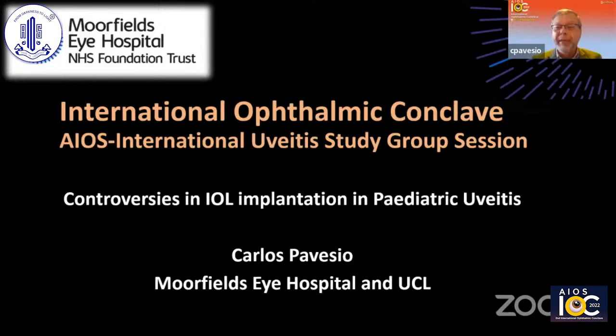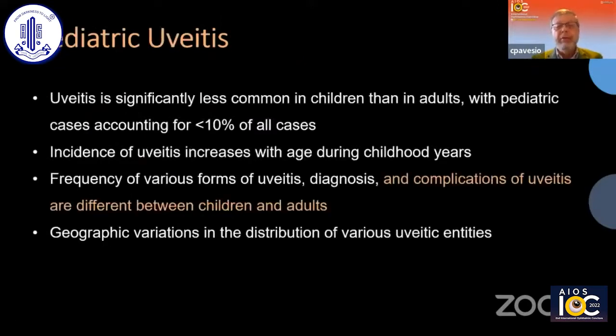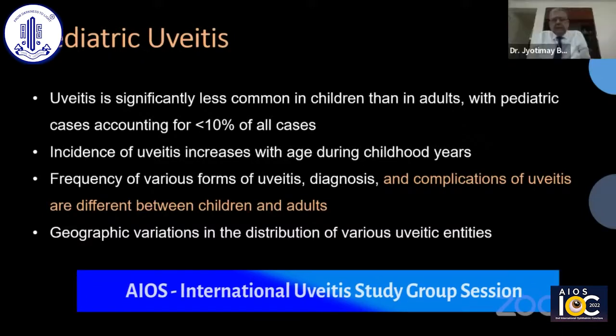I just want to show here very briefly my financial disclosures, none of them relevant to this talk. I think we are all aware that uveitis in children is less frequent, less than 10% of all cases usually, and the frequency will increase with the age of the child.